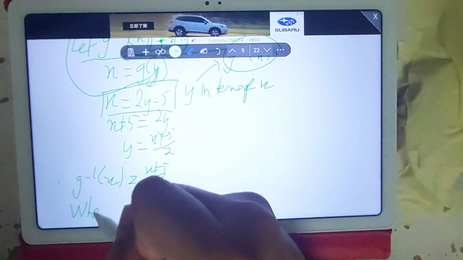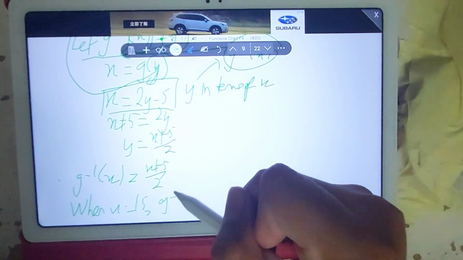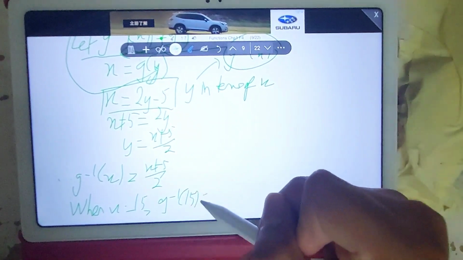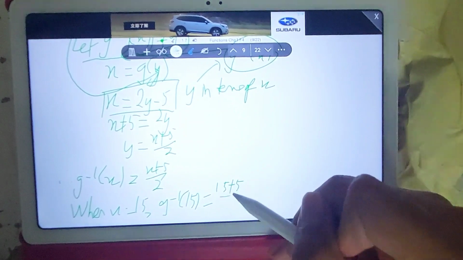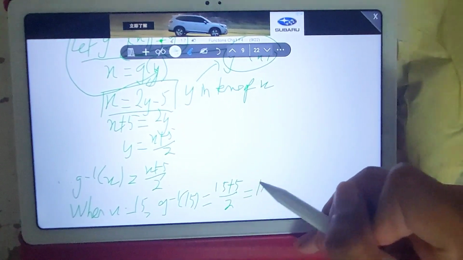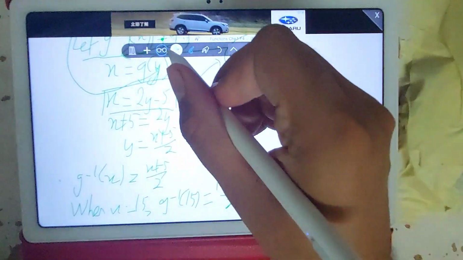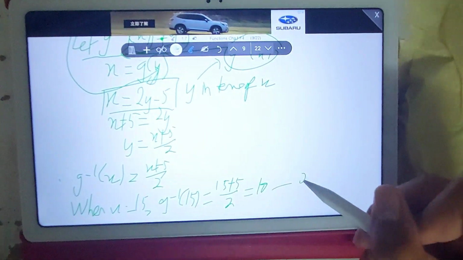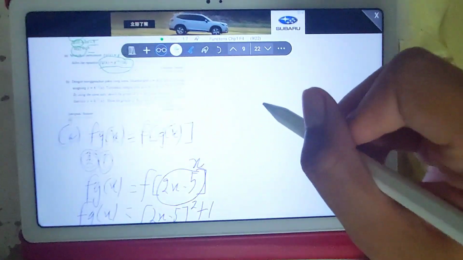So the 15 is going to be substituting your X in this case. So when X is 15, G inverse 15 will be 15 plus 5 over 2, which is 10. So that's how you do it. So you already have this info, so you can label this as equation 2. And I'll proceed up there.